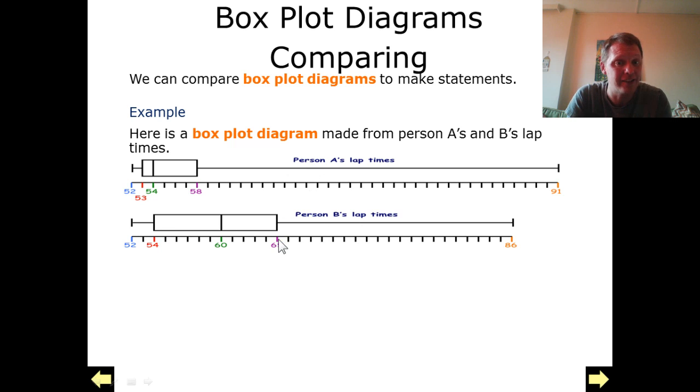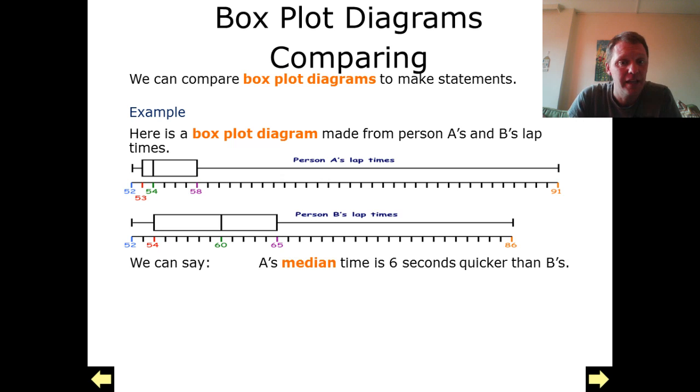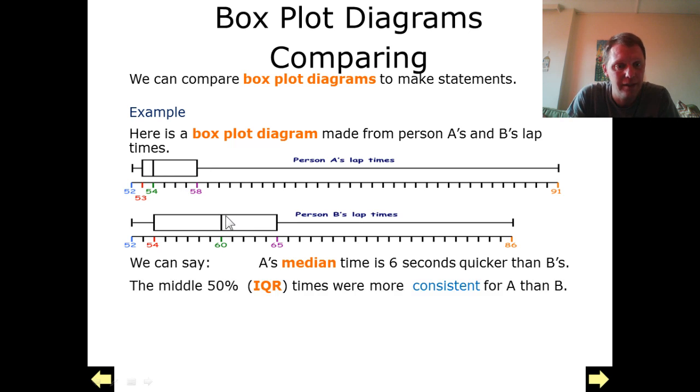Now we can compare the results of person A to person B. We can use lots of different ways of comparing these, but the most obvious ones are that person A's median time is 6 seconds quicker than B. The median is obviously the line going down the middle of the box. So person A's time was a lot quicker than person B's.